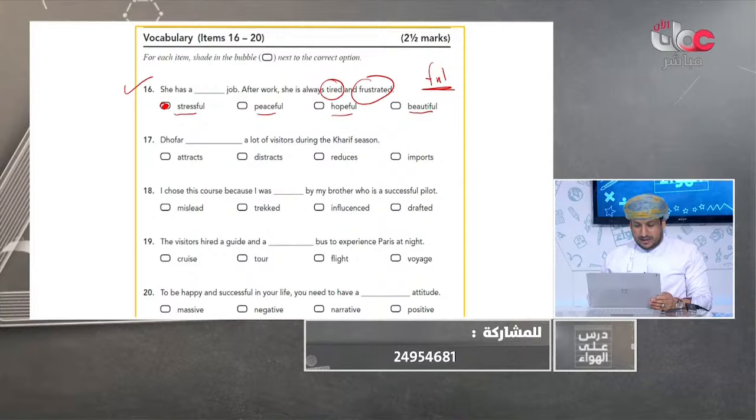شوية ما واضح. What is not clear? أول كلمة. ظفار. This is ظفار. محافظة ظفار. ظفار. A lot of visitors during the خريف season. خريف season اللي هو موسم الخريف. Excellent reading. Thank you very much.